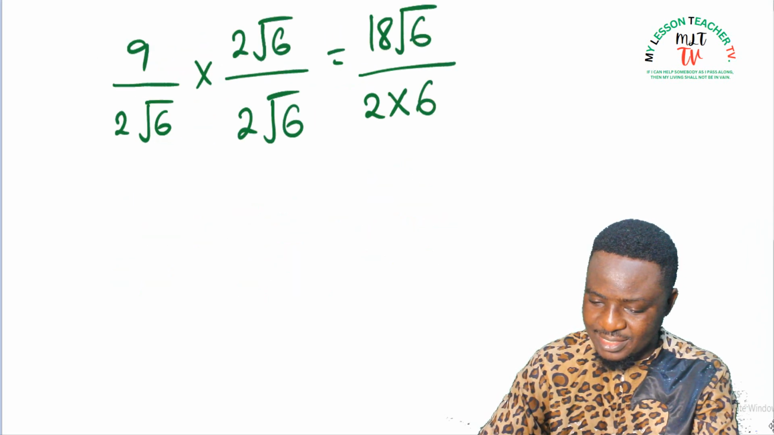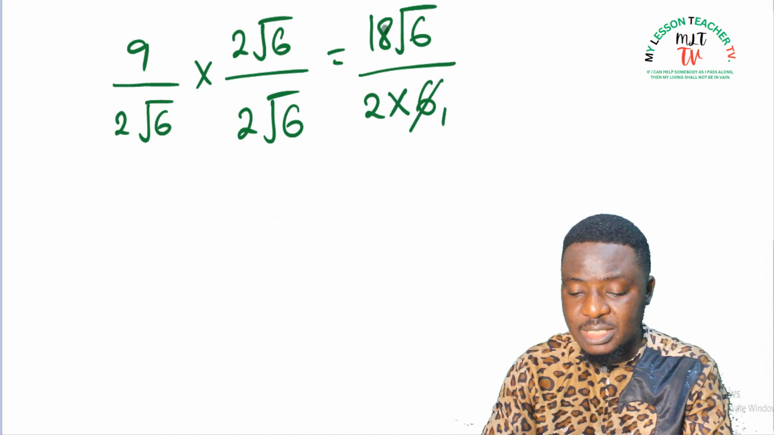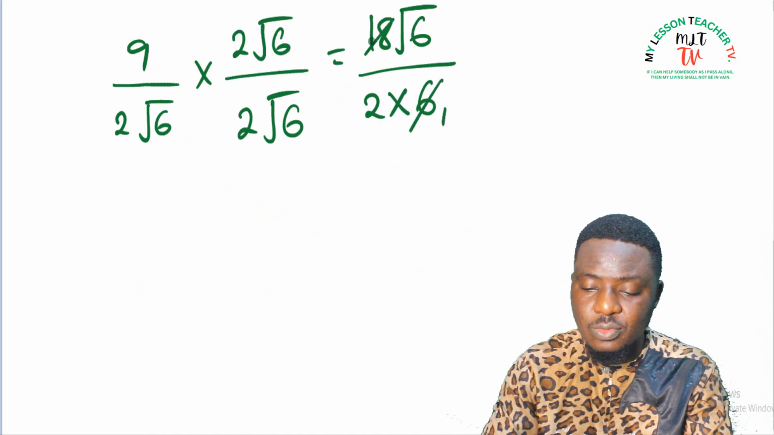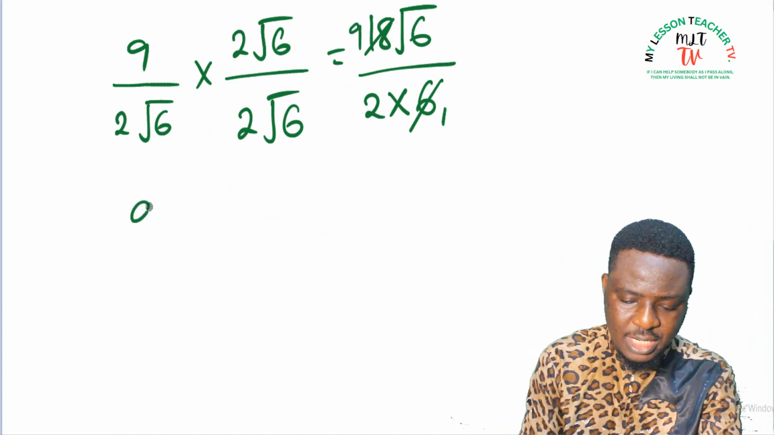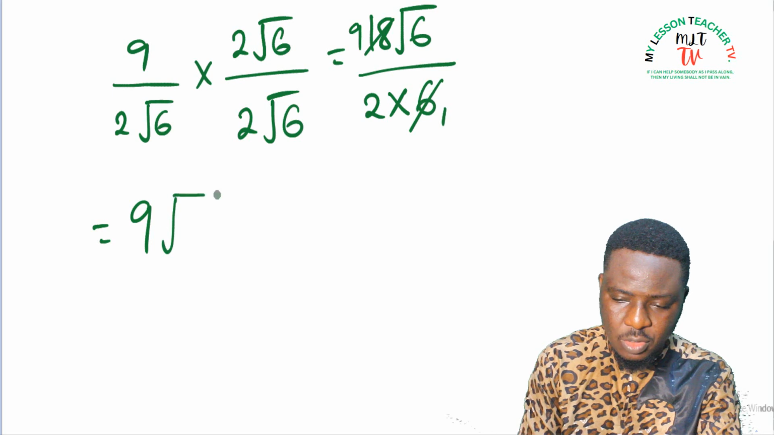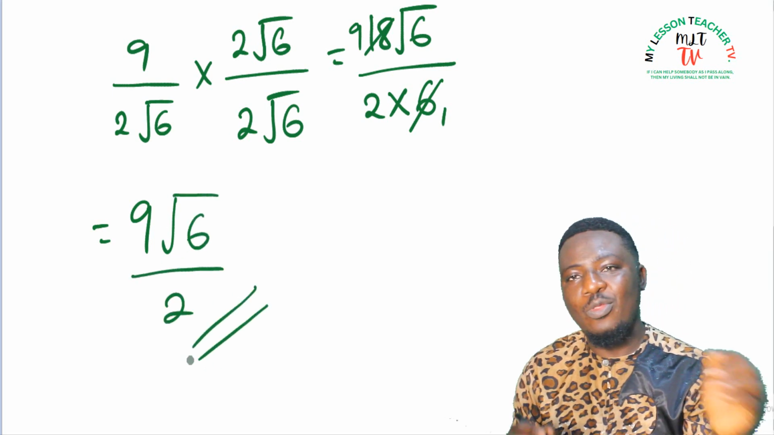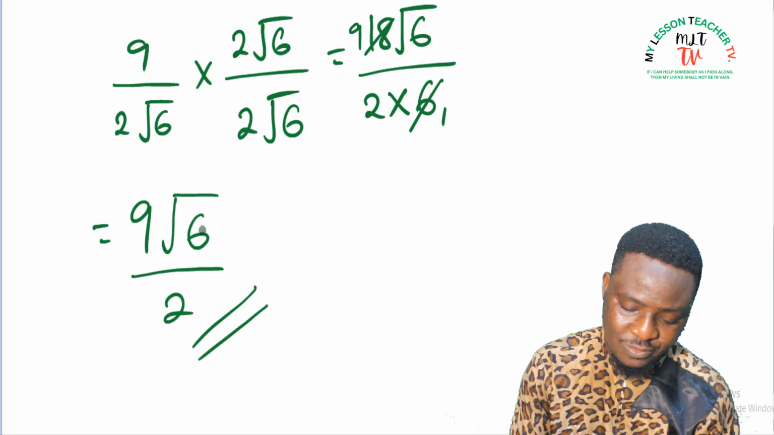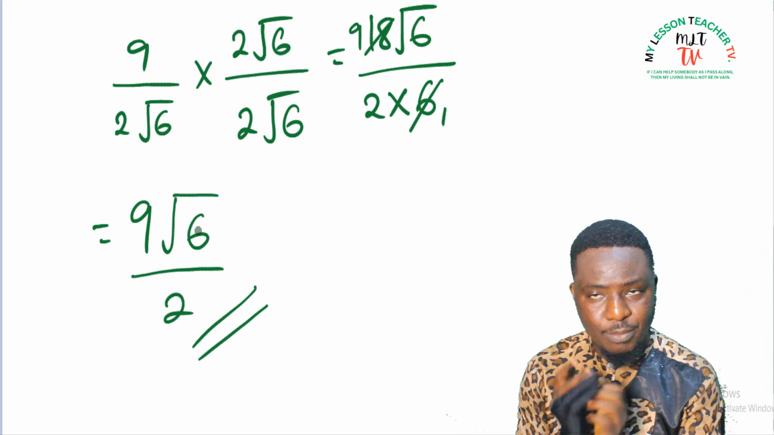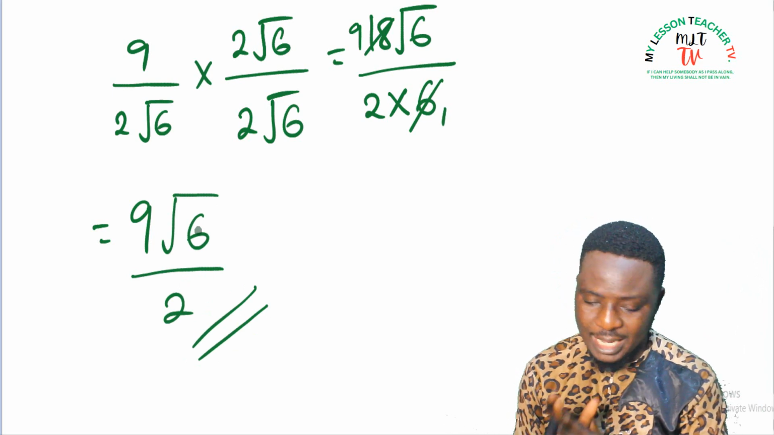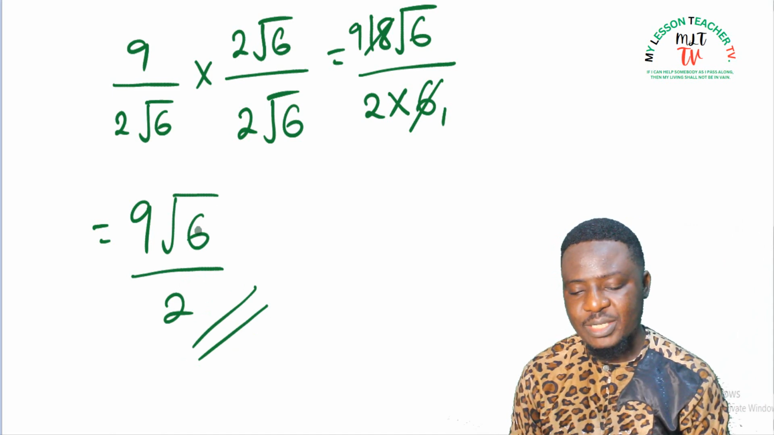So simplifying this, you have 6 can go. 6 into itself is 1. 6 into 18 is 9. So this gives us 9 root 6 divided by 2. Please, on no account should you divide root 6 by 2. Please, it is not divisible. You cannot do that. So this is the simplest form you can express this.